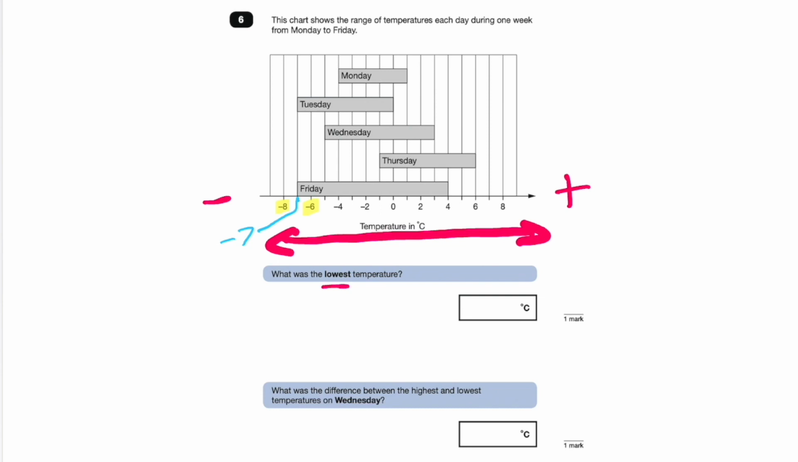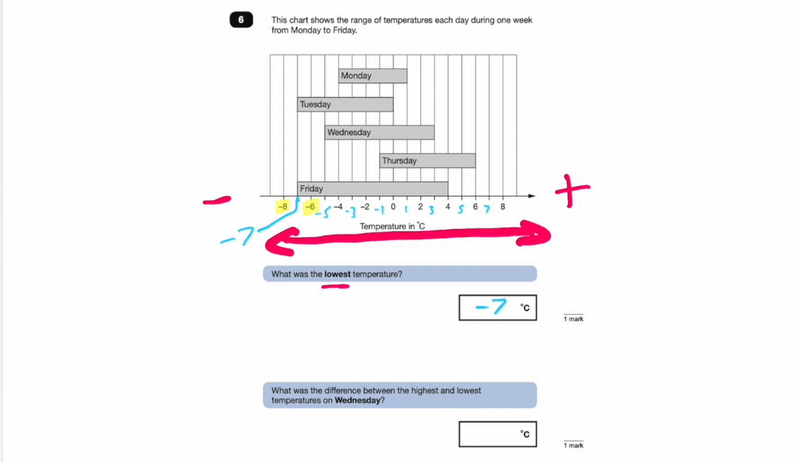Again, another very classic thing that they like to do on SATS papers, where they give you a chart with missing values. Some people like to fill those values in, so I might do that now. -5 here, -3, -1, 1, 3, 5, 7. That will just help me avoid making any more small mistakes. So what is the lowest temperature? We have -7.